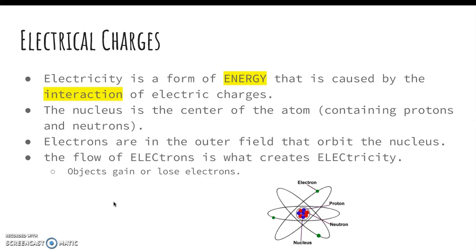Objects can gain or lose electrons. The reason it's only electrons is because the protons are stuck in the nucleus with the neutrons and can't get out. So the flow of electrons is what creates electricity. These tiny particles are full of energy, and their movement allows energy to transfer from one place to another. Take a second to draw the picture of the atom in your notes. Make sure to have it labeled.